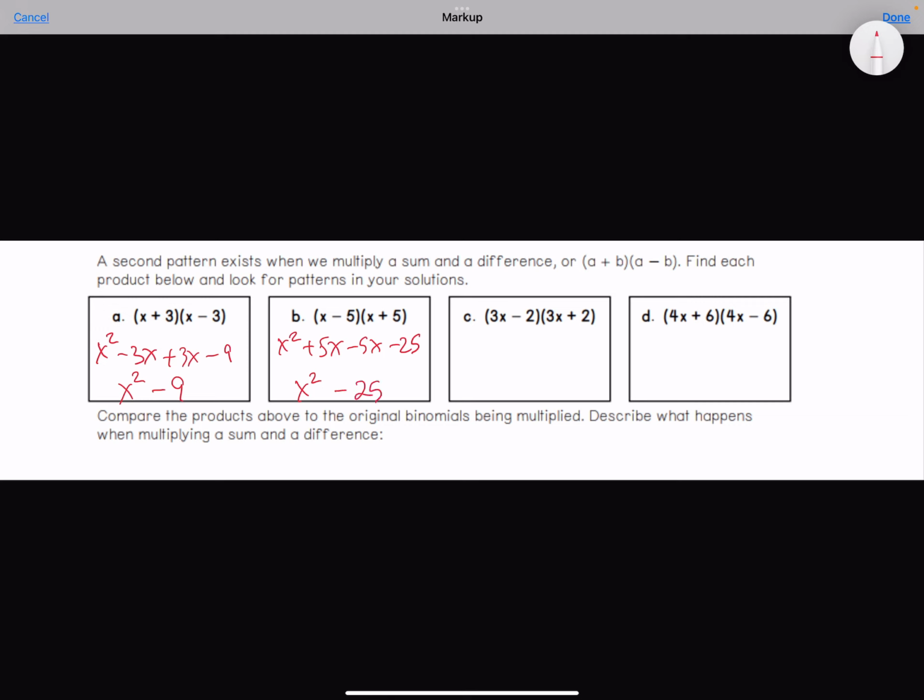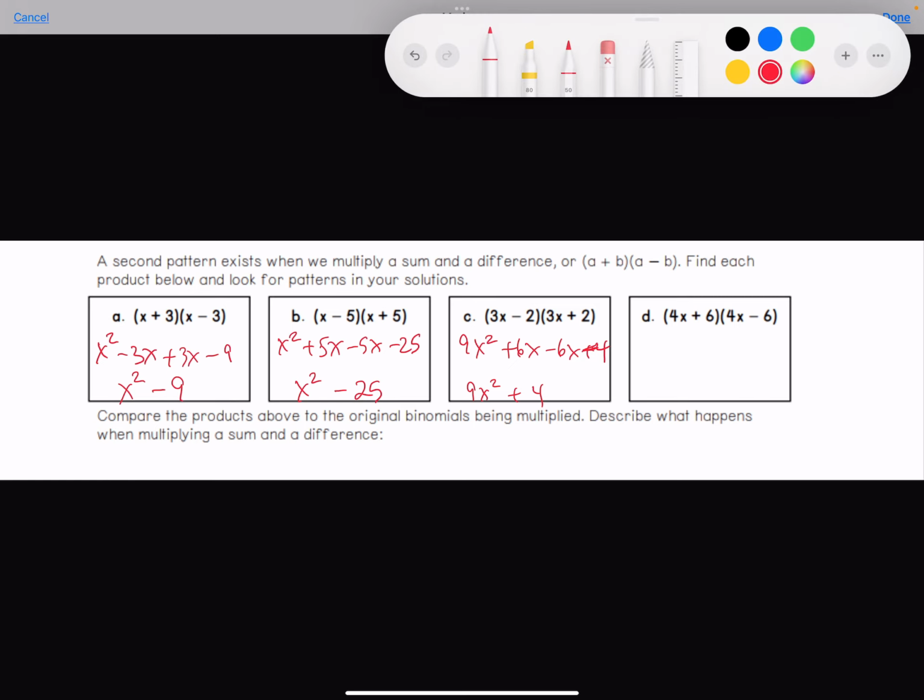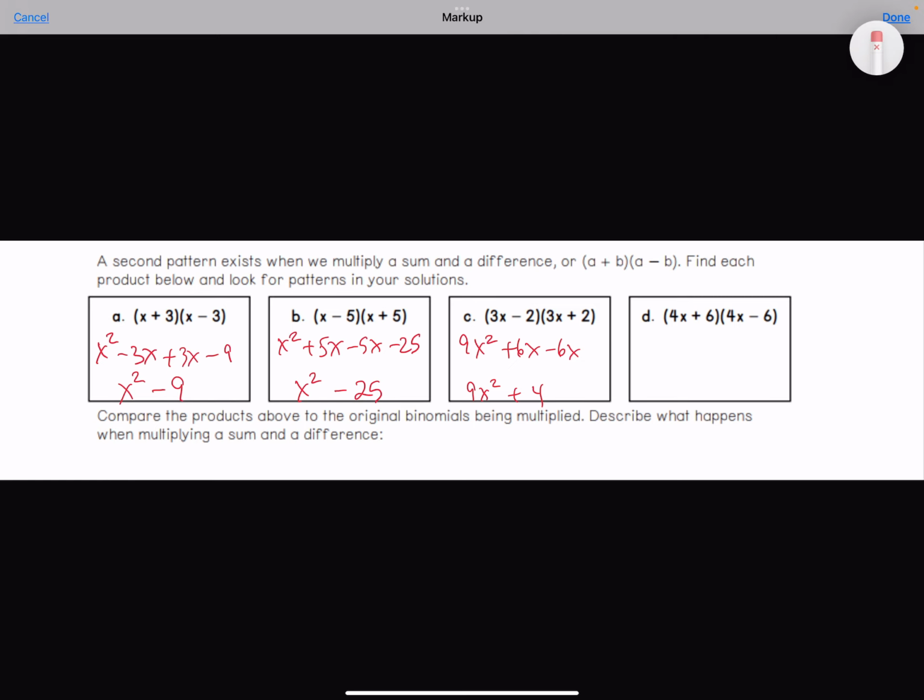So here I have first terms, outer, inner, and last. So 9x squared plus 4. Sorry, not plus 4. This is minus 4. I got ahead of myself. I'm sorry.